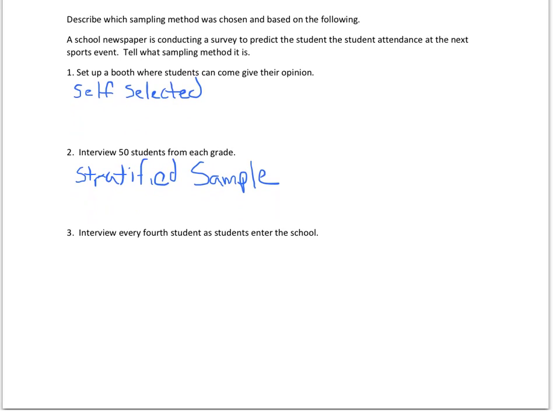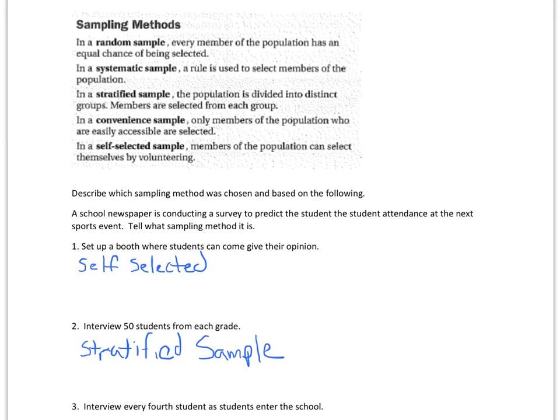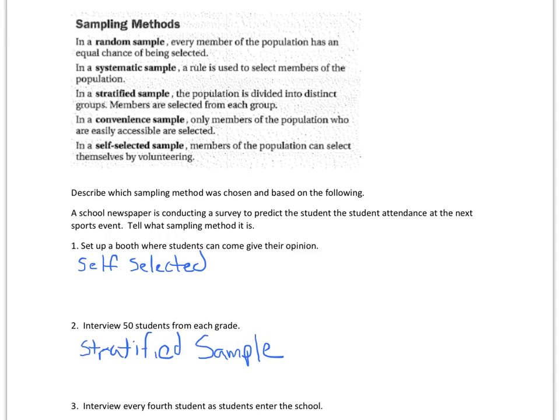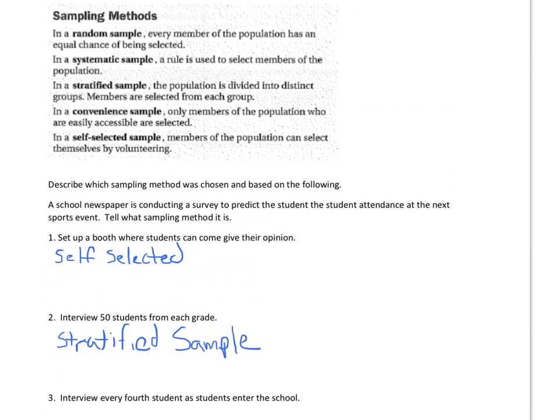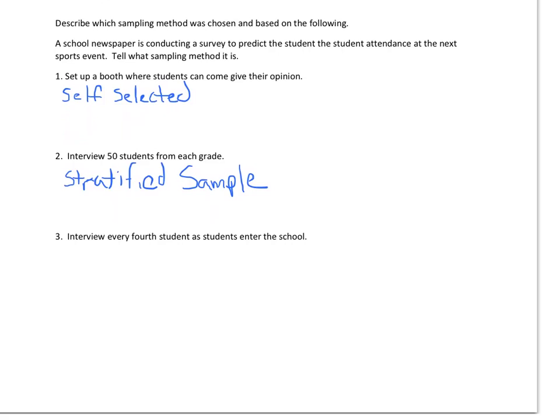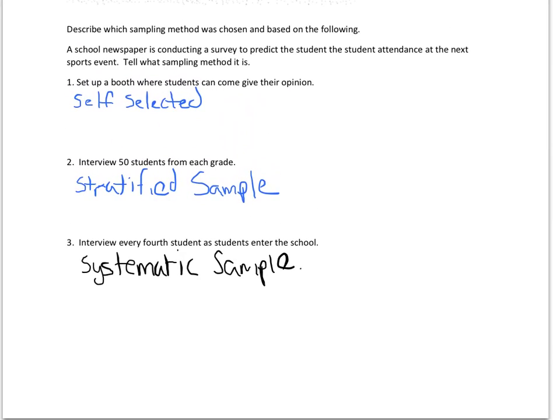Alright guys, go ahead and press pause. Try this last one. So hopefully you did, and if you needed to, you could have backed up to look at the list here again. Interview every 4 students as they enter the school. That would be a systematic sample, because you set up a system. So hopefully things are making pretty good sense right now. And let's go on to the next page.